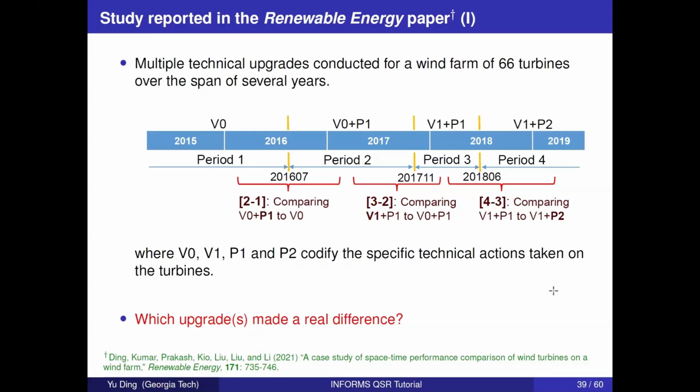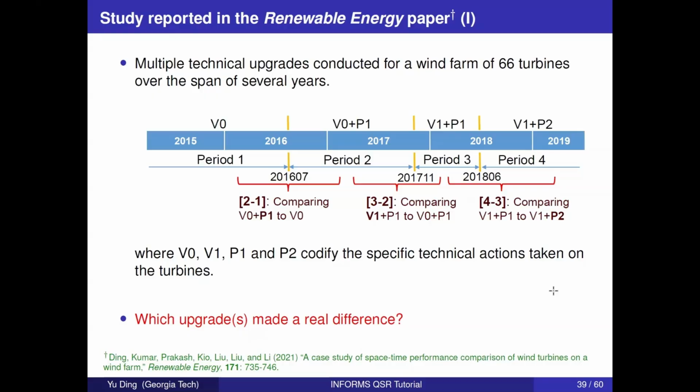They don't want to tell us the upgrade. They gave us a code name, right? The first one is the baseline, V0. And then without changing V0, they add something called P1, okay? And then without changing V0 and P1, they add something called V1. And then they add another one, P2.